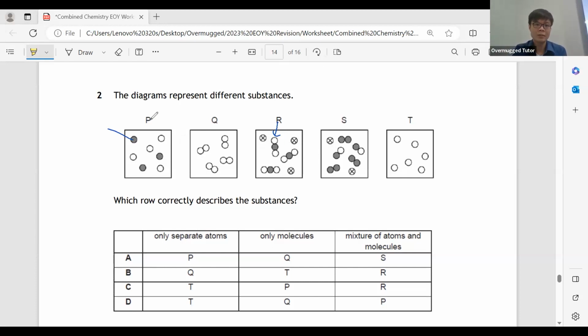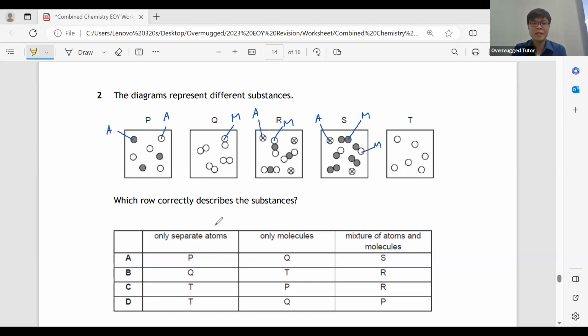So this is an atom. This is an atom. This is a molecule. This is an atom. So on and so forth, I think you can tell already. We don't care what type of atoms it consists of. In this case, we just consider the quantity. An atom is one, a molecule is two or more combined together.